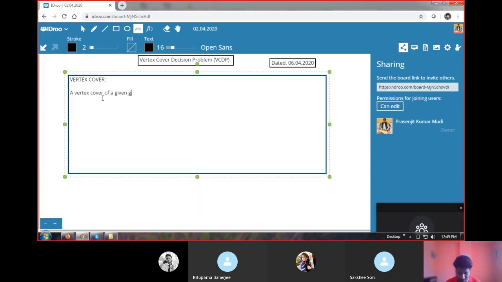A Vertex cover of a given graph G equal to (V, E) is a subset, let's say S, of vertices in G such that at least one endpoint of each edge, of all edges, is included in S.